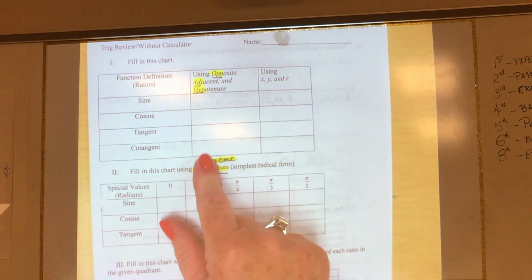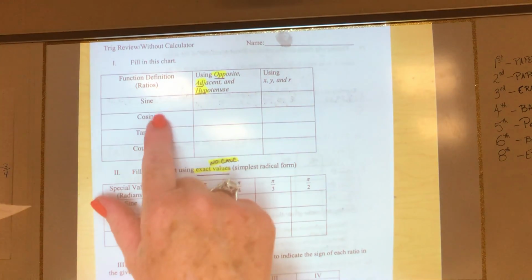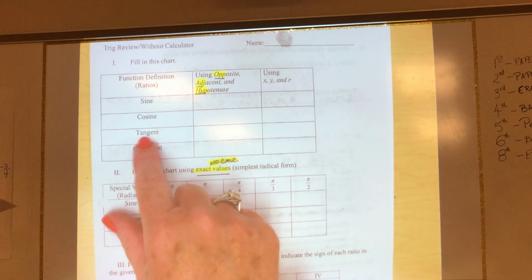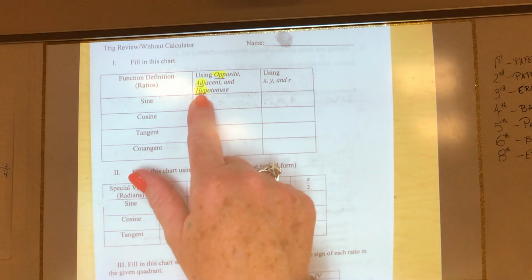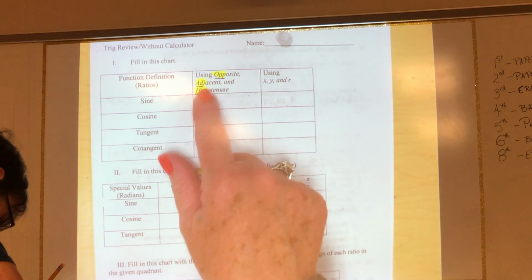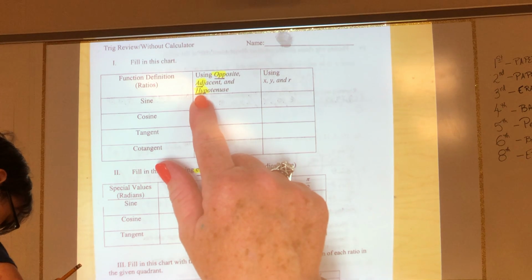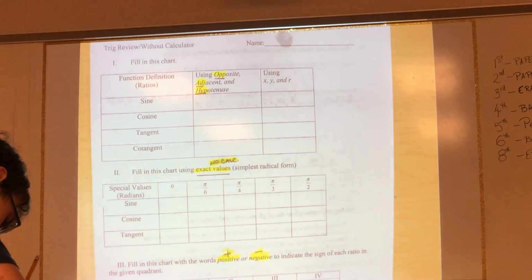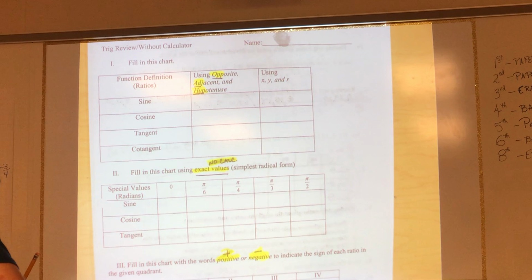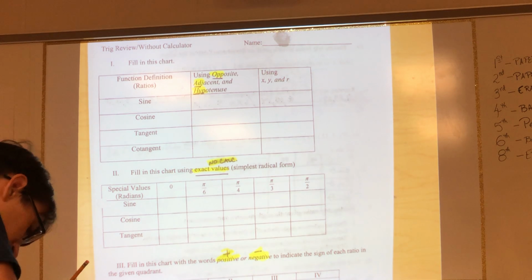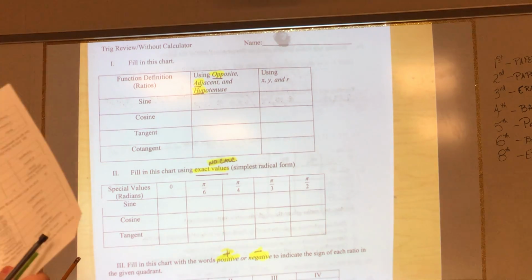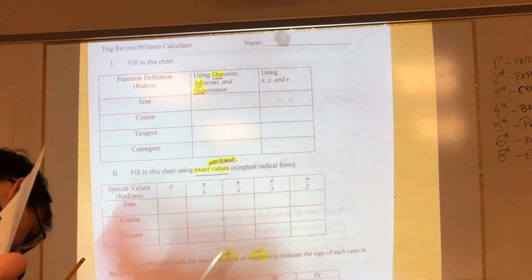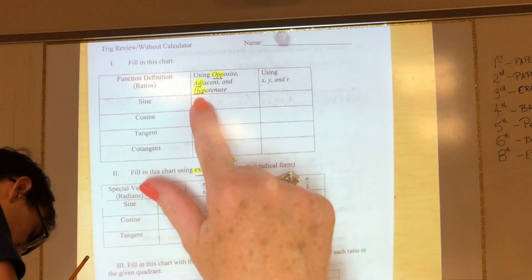The very first thing says fill in this chart. I want the function definition: sine, cosine, tangent, cotangent. Here, I want you to use opposite, adjacent, and hypotenuse. I'll let you use OPP, ADJ, or HYP. You may not use O, A, and H. That doesn't tell me that you know what you're talking about. OPP, just exactly the way I always write them, unless I'm doing a cheat on the side of my paper, and then I say, oh heck, a hill of ants. So just on the front, sine is opposite over hypotenuse.